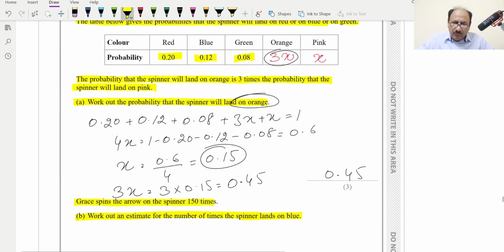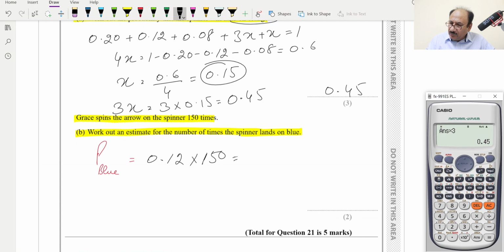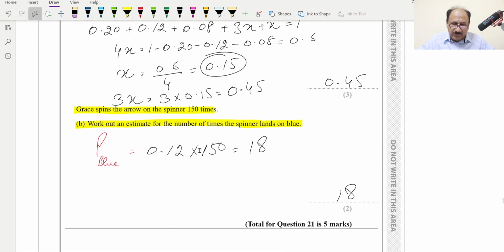So probability for blue is what? Probability for blue is 0.12. So we will multiply by the probability for blue. Probability for blue will be equal to 0.12 multiplied by 150. We are spinning 150 times, and this will be 0.12 multiplied by 150 is equal to 18. So answer is 18. This is the answer.